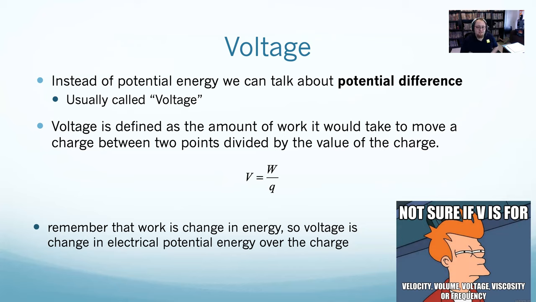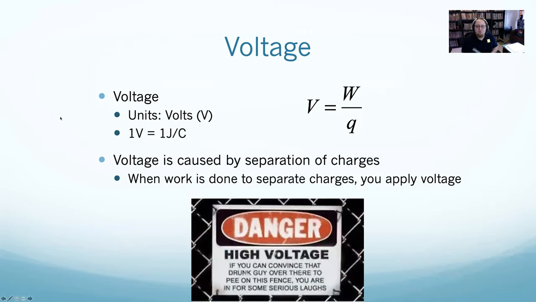But what voltage is, I wrote W over Q, but I say it this way. Voltage is the change in potential energy between two spots divided by the charge, or the work it takes to move an electron divided by its charge. So voltage is just change in electrical potential energy over charge, or work over charge when you move something in an electric field. Voltage uses the symbol V and the unit V, which makes life easy. A volt is a joule per coulomb. And anytime you separate charged particles, you will have a voltage.